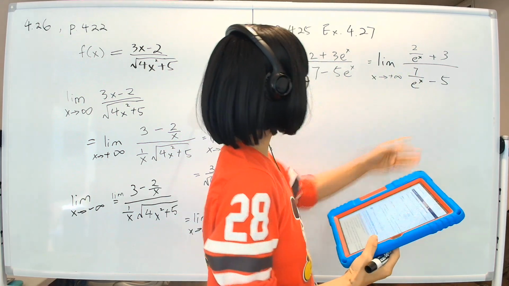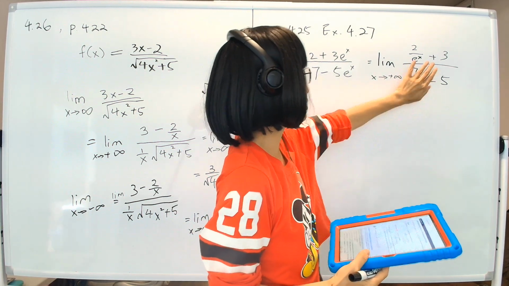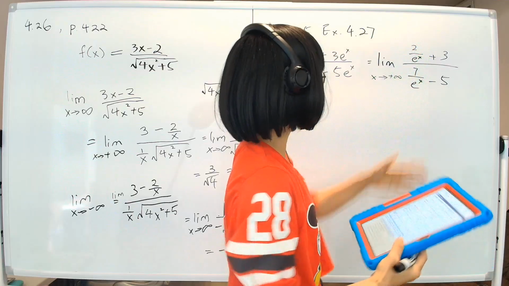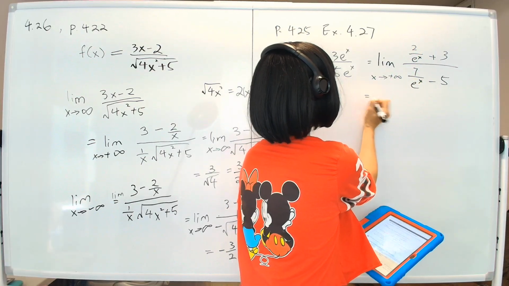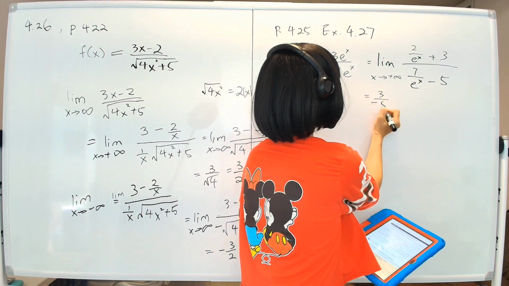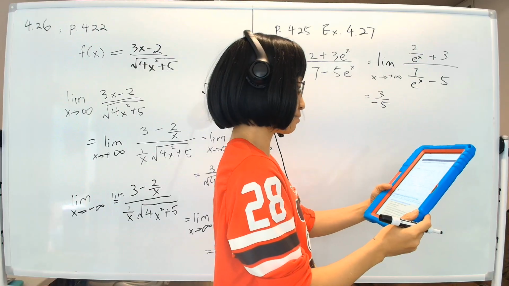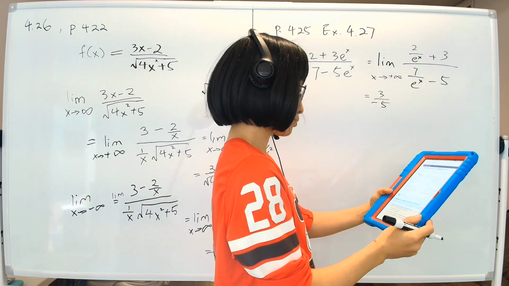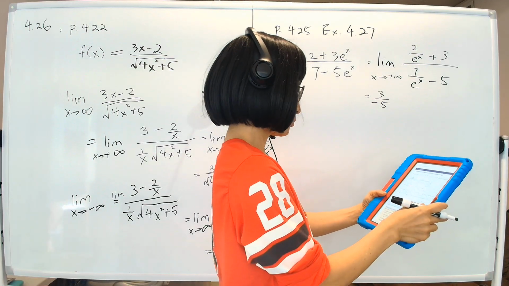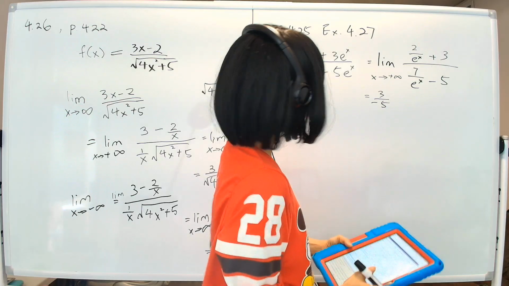And when that happens, this is huge, right? So this goes to 0, so does that. So what we have left is 3 over minus 5. And that should be the answer. Which is fine.